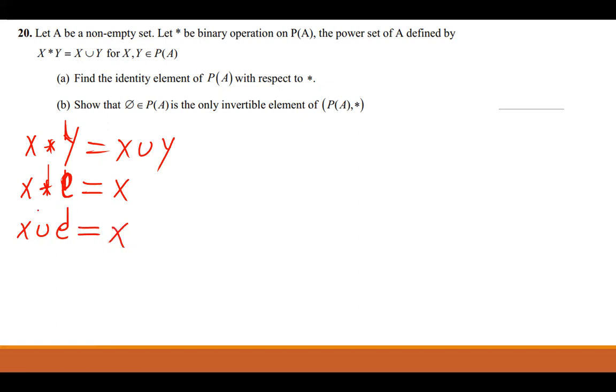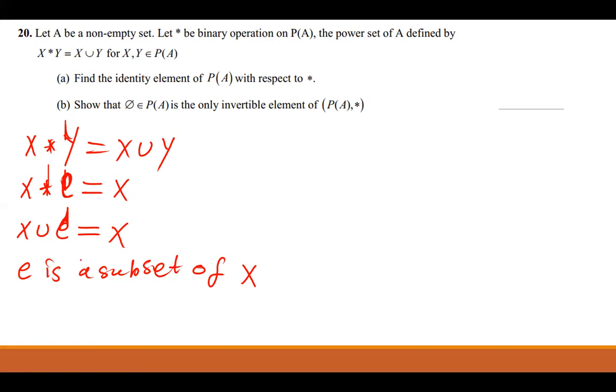So now, if X union E is able to give us X, this implies that E is a subset of X. So now, if E is a subset of X, they're asking us to find the identity element of this expression, the identity element of the power set of A.